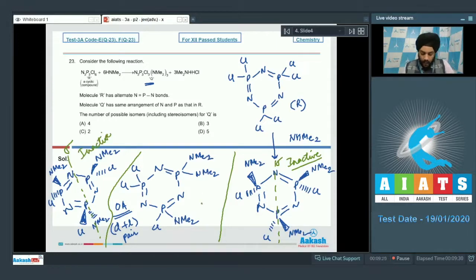Okay, so we have a total of 4 stereoisomers possible for this structure Q which is given to us. Okay, so if you look at the options, we can clearly see that for this question we have to mark the answer as option A. Let us look at the next question now.